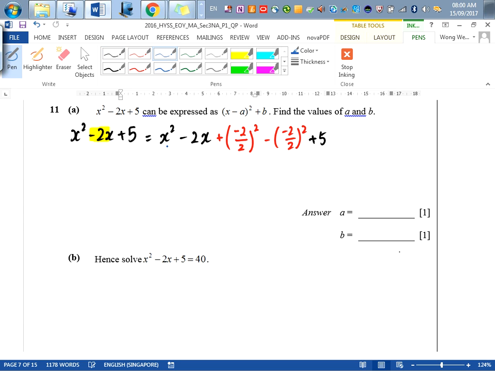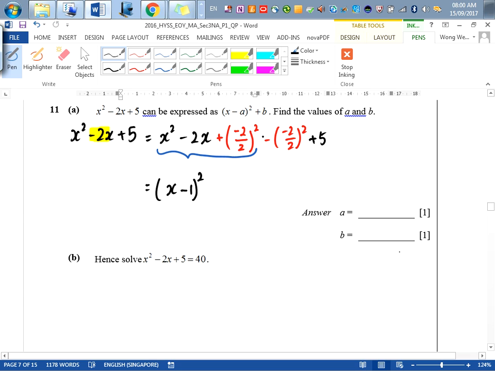So now, I am almost done with completing my square. I need to pay attention to these three terms. We group them together because they will give me the completed square. So this is equal to x minus or plus, what is inside this bracket over here? Negative 1, like what Afiq said. So this is equal to x minus 1 squared. These three terms give me x minus 1 squared.